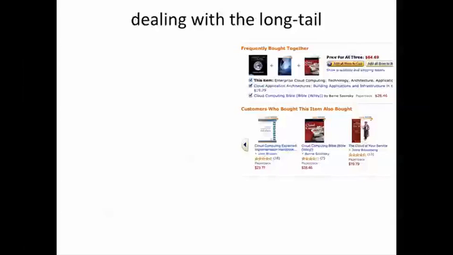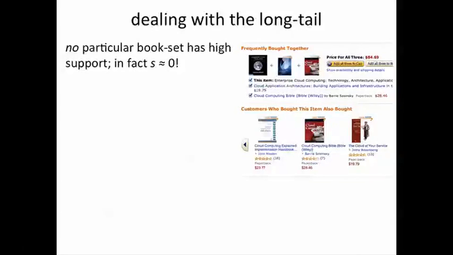Now, the important thing to note is that no particular set of books in the web, which has so many different books, has a high support. In fact, in the limit, for any combination of books, the support is close to zero. There are just so many books that no particular combination will have high support. So association rule mining simply can't tell us which books are bought together.